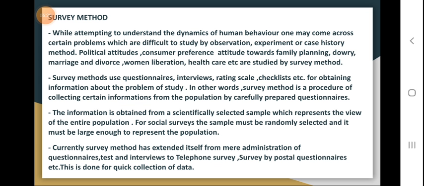In other words, survey method is a procedure of collecting certain informations from the population by carefully prepared questionnaires. The information is obtained from a scientifically selected sample which represents the view of the entire population. For social surveys, the sample must be randomly selected and it must be large enough to represent the population. Currently, survey method has extended itself from mere administration of questionnaires, tests and interviews to telephone survey, survey by postal questionnaires, etc. This is done for quick collection of data.